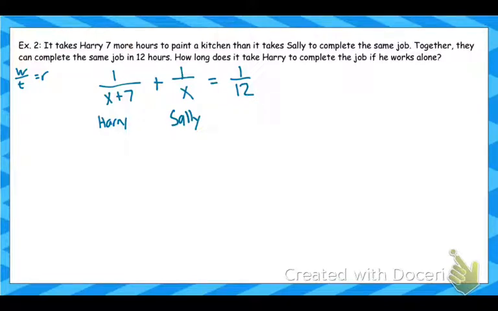So how long would it take Harry to complete the job if he works alone? So at this point, we're just solving that rational equation. So 1 over x plus 7 plus 1 over x equals 1 over 12. Left fraction gets multiplied by x. Middle fraction gets multiplied by x plus 7.